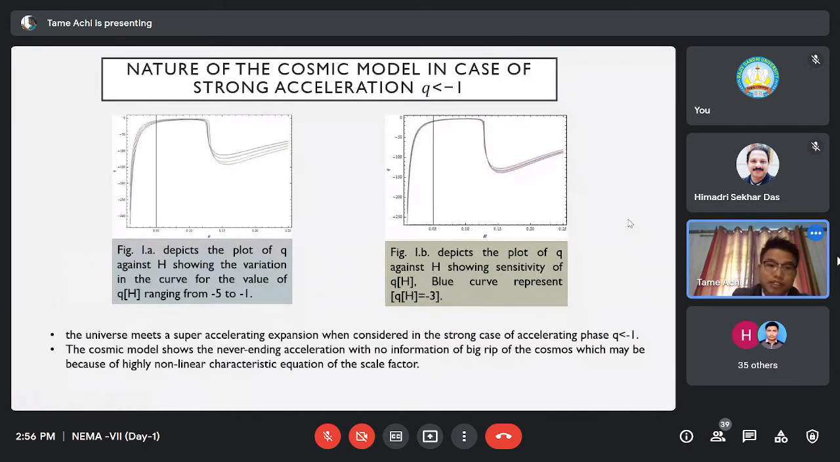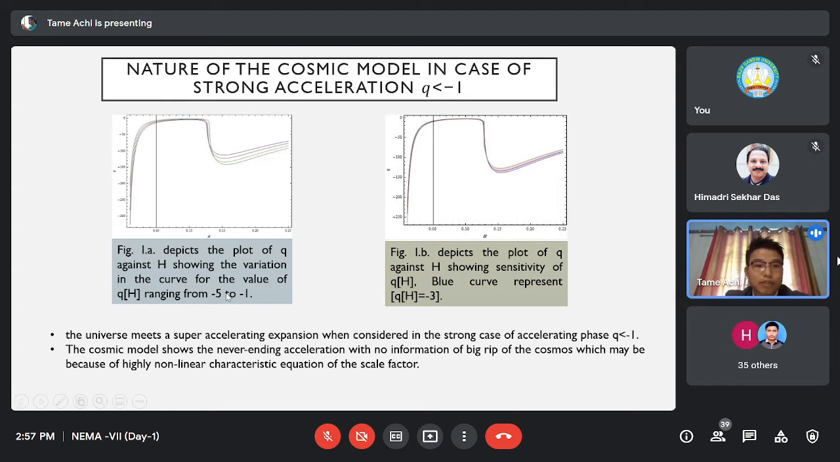Okay, so when we vary the initial value Q in the range where Q is less than -1, we find that the universe tends to go to a never-ending acceleration. But we cannot conclude that this never-ending acceleration leads to a big rip of the cosmos, because our equation is highly non-linear. So we cannot conclude from this graph whether the universe will go to a big rip.